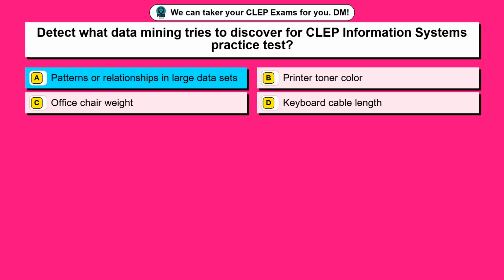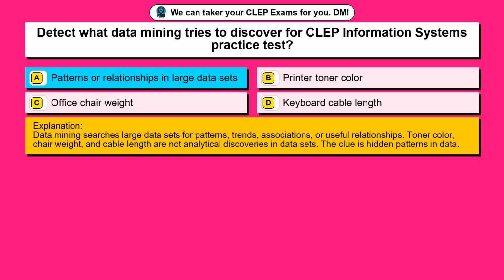Patterns or relationships in large data sets. Data mining searches large data sets for patterns, trends, associations, or useful relationships. Toner color, chair weight, and cable length are not analytical discoveries in data sets. The clue is hidden patterns in data.